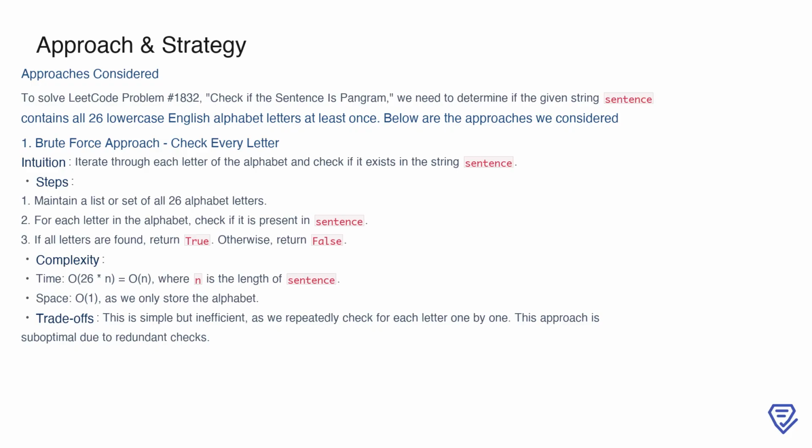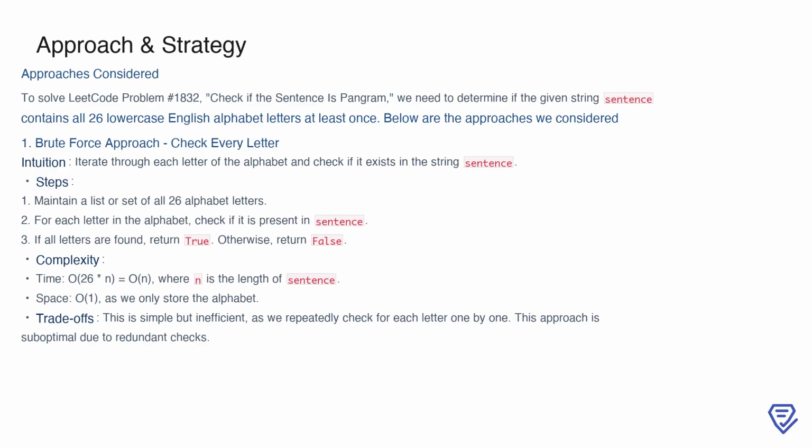To solve the problem of determining if a given sentence is a pangram, we considered multiple approaches. The first approach is the brute force method, where we explicitly check for the presence of every letter in the alphabet within the sentence. The idea is simple: maintain a complete list or set of all 26 lowercase English letters, and for each letter, verify whether it exists in the sentence. If we find all 26 letters, we can confirm the sentence is a pangram.